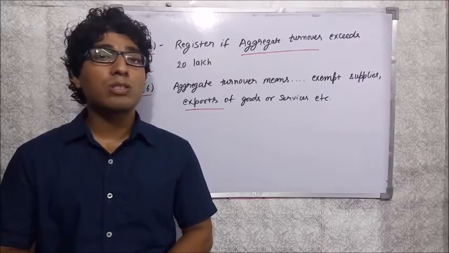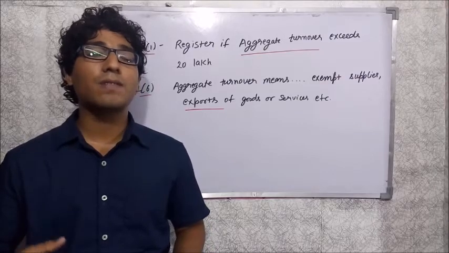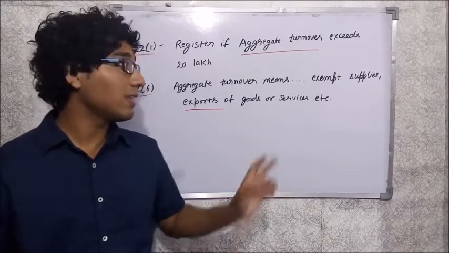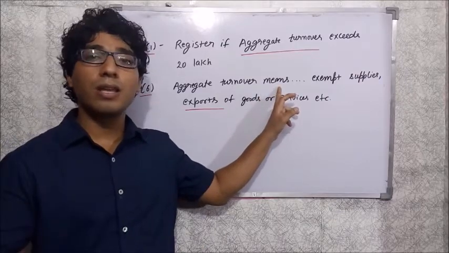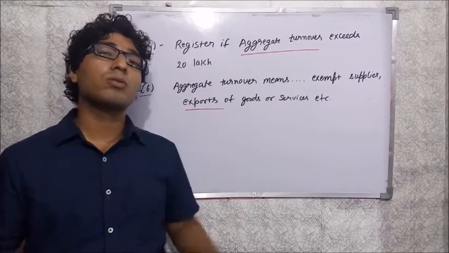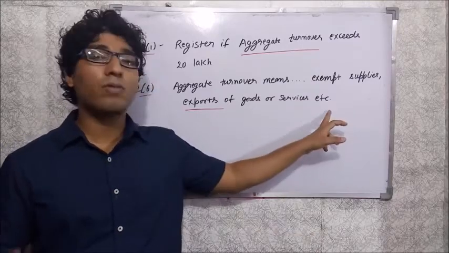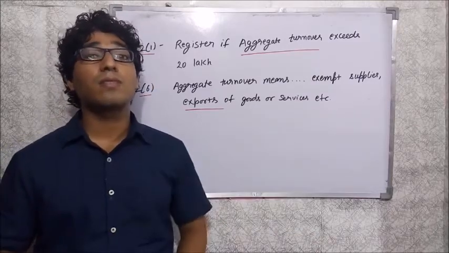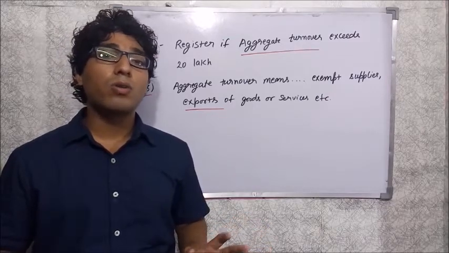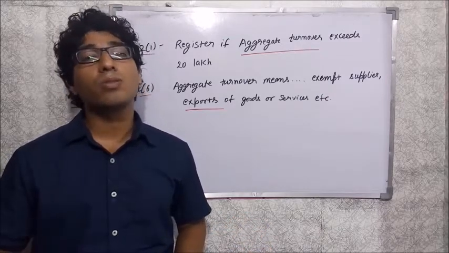Section 2 subsection 6 gives the definition of aggregate turnover, and if you look at the definition, it says that aggregate turnover includes a lot of things, including exempted supply and exports of goods or services. That is the extract of section 2 subsection 6. So the aggregate turnover also includes exempted supply as well as export of goods or services.